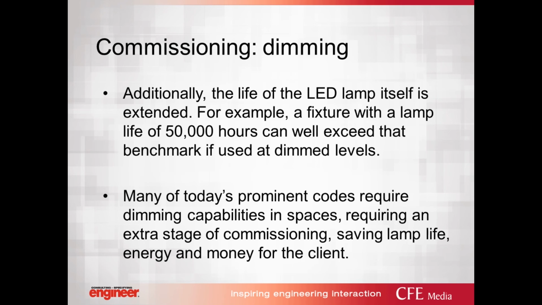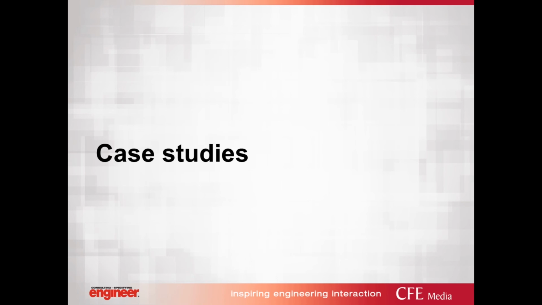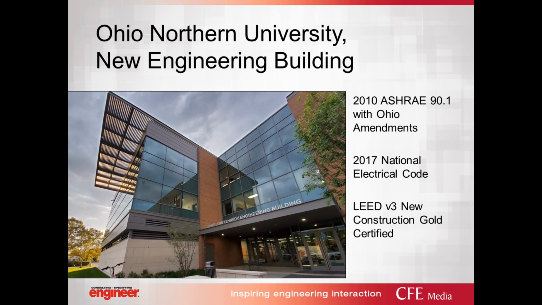And again, many of today's prominent codes require dimming capabilities, requiring that extra stage of commissioning. So as Michael touched on, it's required in newer codes, but it's also just saving lamp life, energy, and overall money for the client. Now we're going to jump into case studies, and I'm going to hand it off to Michael to start.